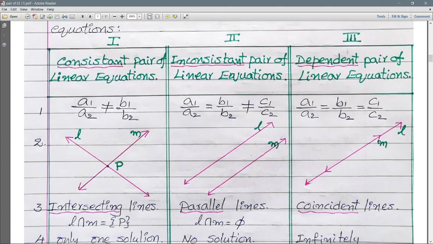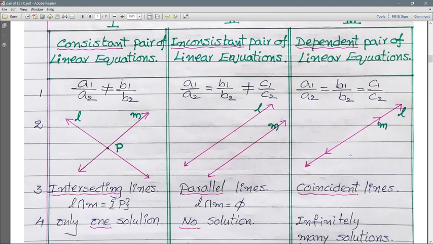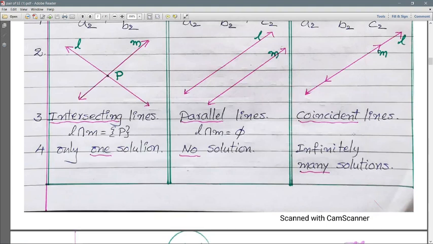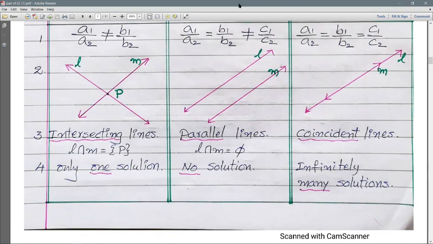Next, the third one is the dependent pair of linear equations. Here, the ratios are a1 by a2 is equal to b1 by b2 is equal to c1 by c2. Then the two lines are coincident lines. That means one line lies upon another line. So it is the same line. It has infinitely many solutions. Any point on the line is its solution.